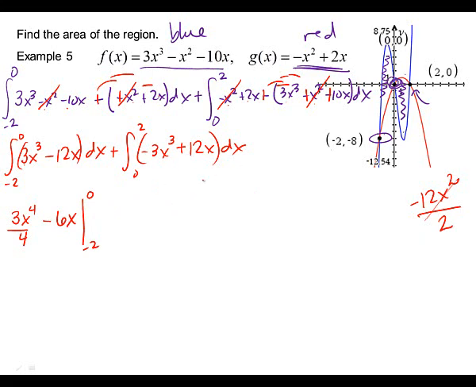All right, this is going to be almost the same, except the signs are going to be opposite, right? So this is going to be plus -3x to the 4th over 4 plus 6x, because when we integrate, oh, sorry, I lost a square, didn't I? Should have a squared on there. And it's going to go from 0 to 2.